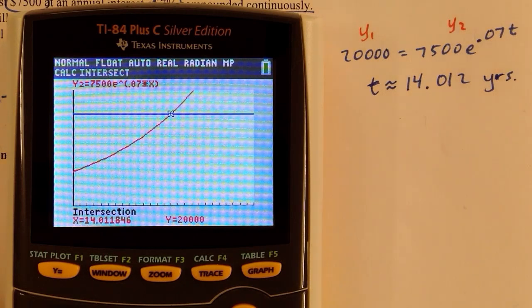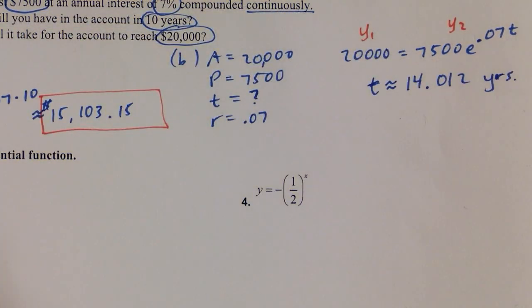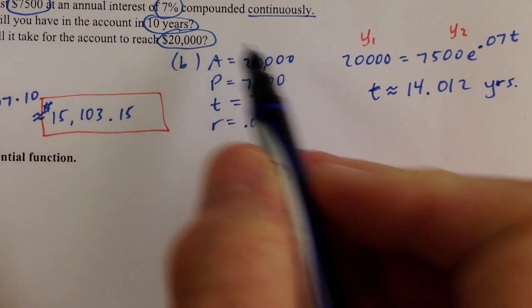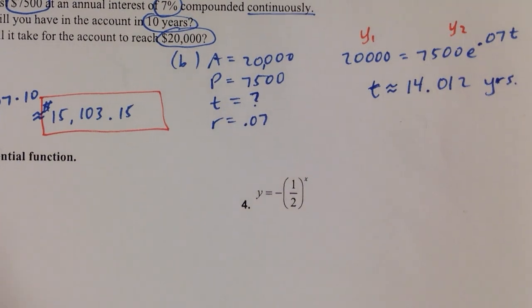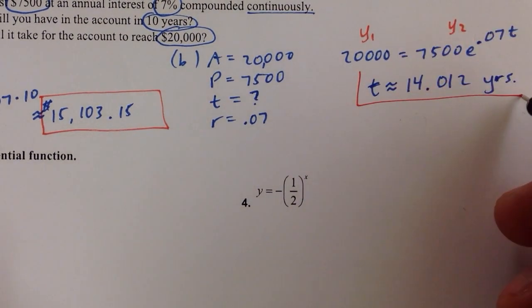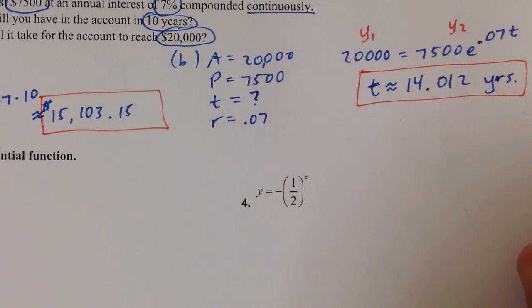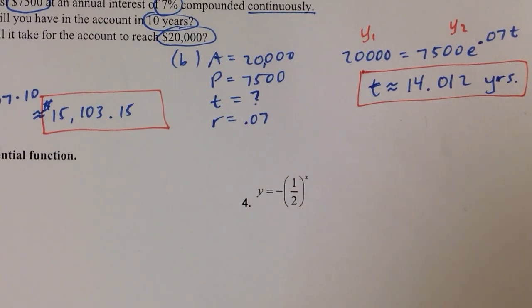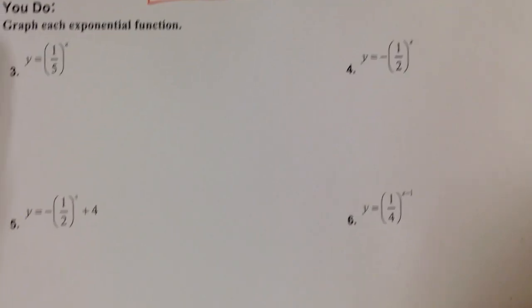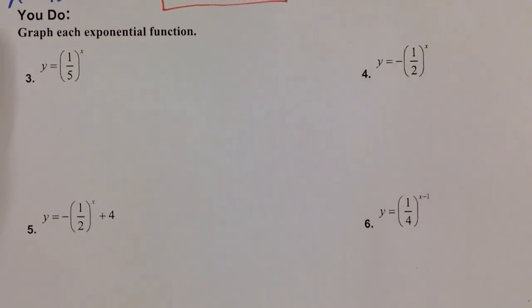And so it takes about a little over 14 years for the money initially deposited as $7,500 to reach a value of $20,000. That's not very much time. So if you can get a 7% interest rate on your money, that's really, really good, and your money can grow pretty quickly. So I'm going to stop this video, and in the next video we'll work on these graphs.